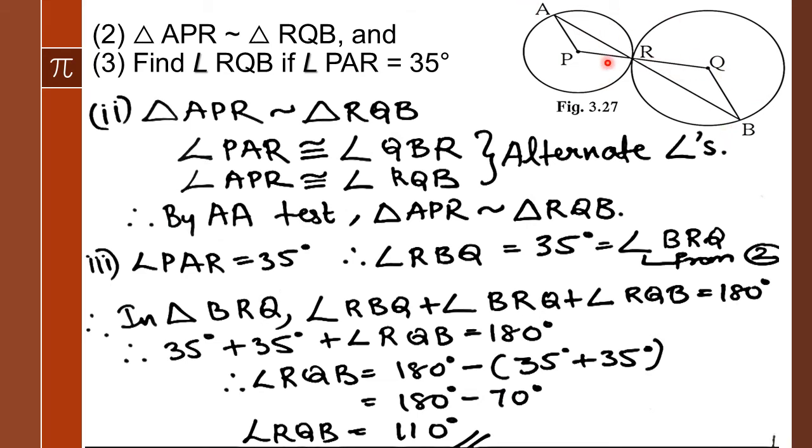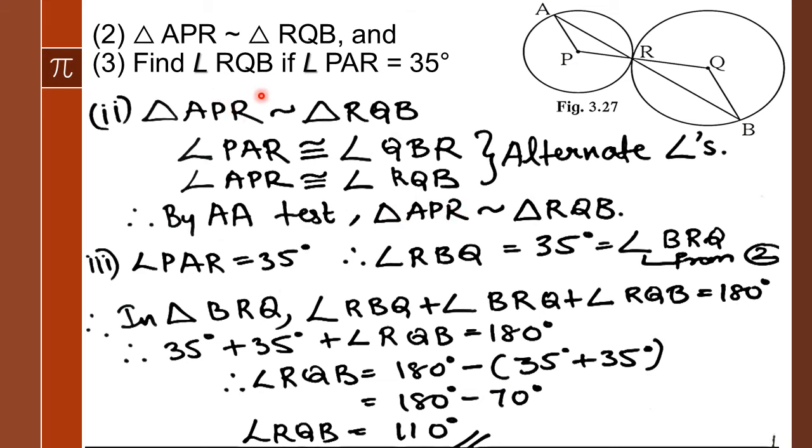Any two sets of alternate angles you write, by the AA test the triangles are similar. Or you can also use those angles which we discussed in the first part. Two sets of angles we already discussed regarding these two triangles. One was the vertically opposite angles and the other was these two. That also you can use to say by the AA test the two triangles are similar.